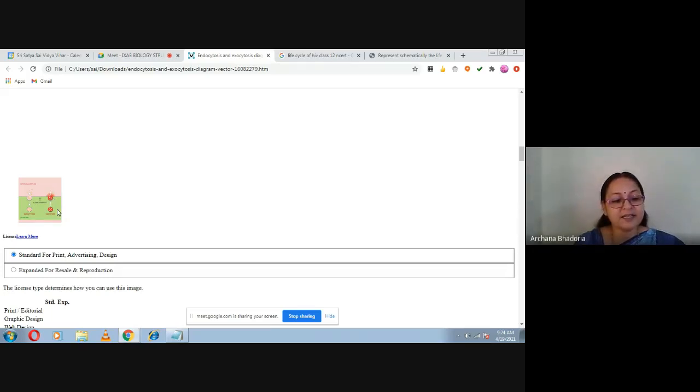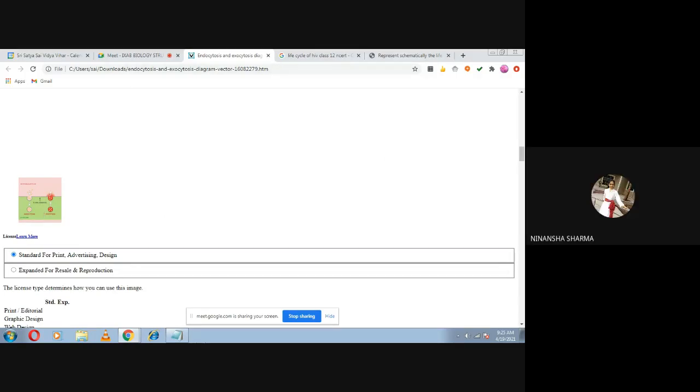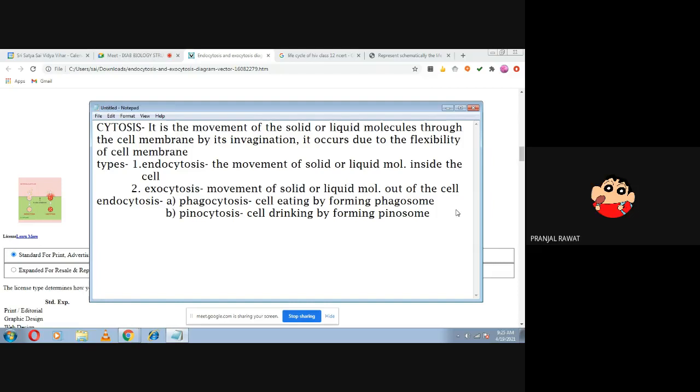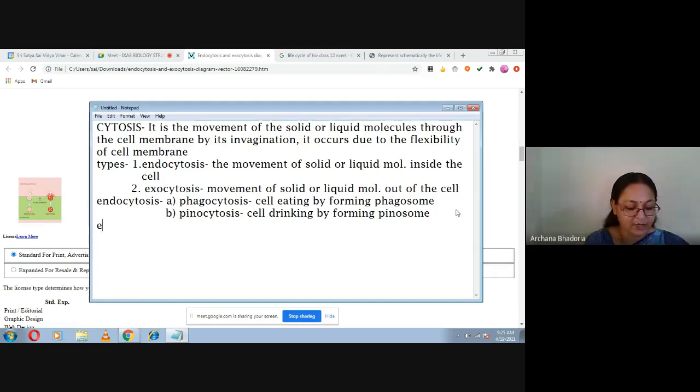Is it very clear? Yes, ma'am. I will send you the good figures of endocytosis and exocytosis also. Is it very clear to you all what the process is called? Okay, so you can see the next, that is exocytosis. All have written exocytosis, and you have understood the types of endocytosis. Example you can write down now.